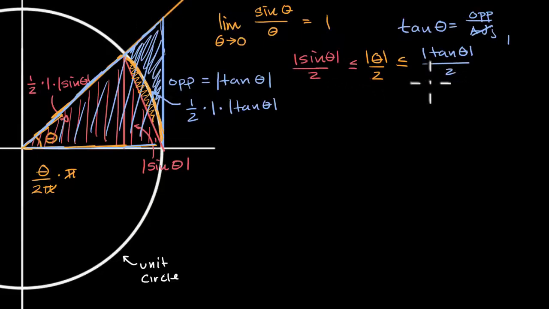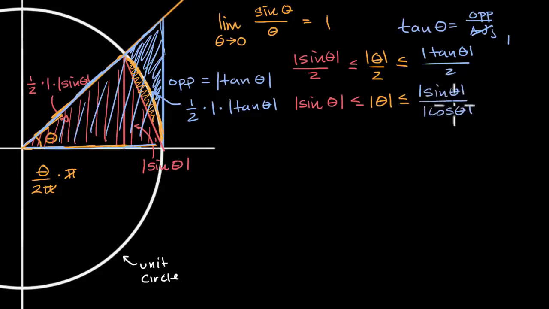And now I'm just going to do a little bit of algebraic manipulation. Let me multiply everything by 2. So I can rewrite that the absolute value of sine of theta is less than or equal to the absolute value of theta, which is less than or equal to the absolute value of tangent of theta. And instead of writing the absolute value of tangent of theta, I'm going to rewrite that as the absolute value of sine of theta over the absolute value of cosine of theta. That's going to be the same thing as the absolute value of tangent of theta.